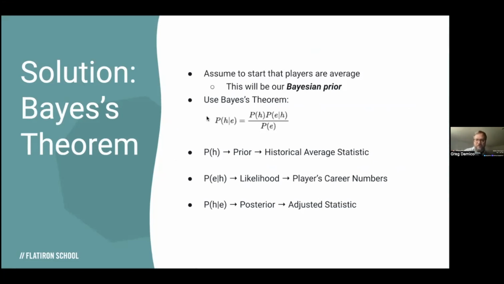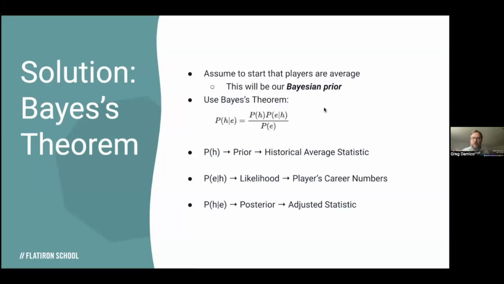Now, if you haven't seen this before, this can look a little intimidating. But here's the basic idea. What we want to do is think about the probability of a player getting a hit. What's P of H? What's the probability of getting a hit?